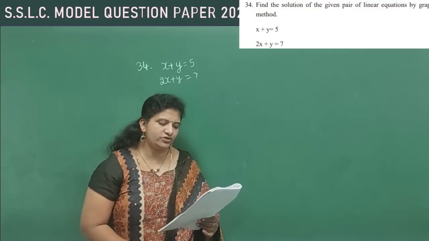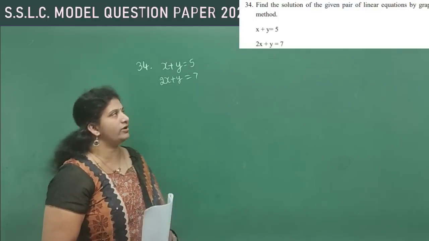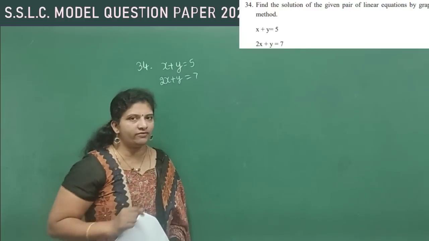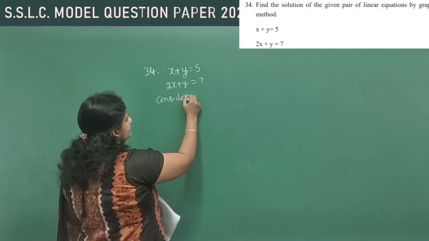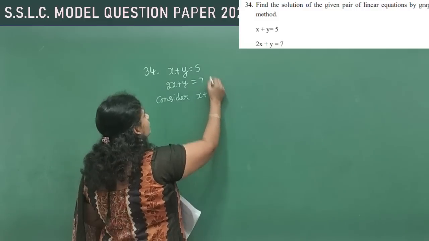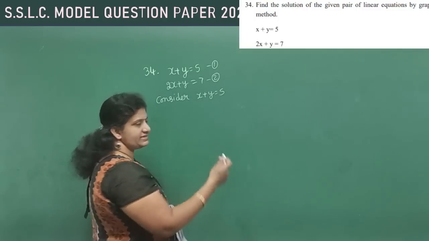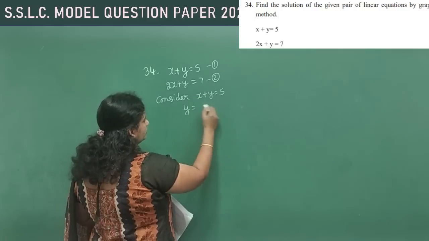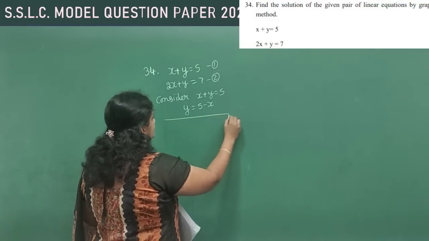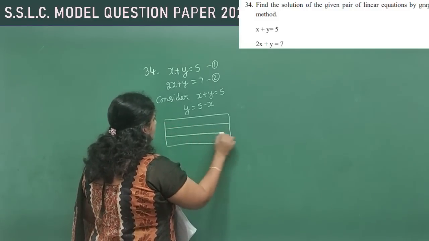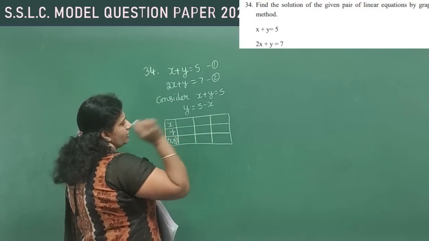34th problem. Find the solution of the given pair of linear equations by graphical method. The equations are x plus y is equal to 5, 2x plus y is equal to 7. Solve these 2 equations and get the solution graphically. Consider x plus y is equal to 5, or you can mark it first equation, and second equation. Rewrite this in the form of y is equal to, transpose plus x to the other side, that will be minus x. y is equal to 5 minus x. Draw a table: x, y, (x, y). At least 3 coordinates are needed here.